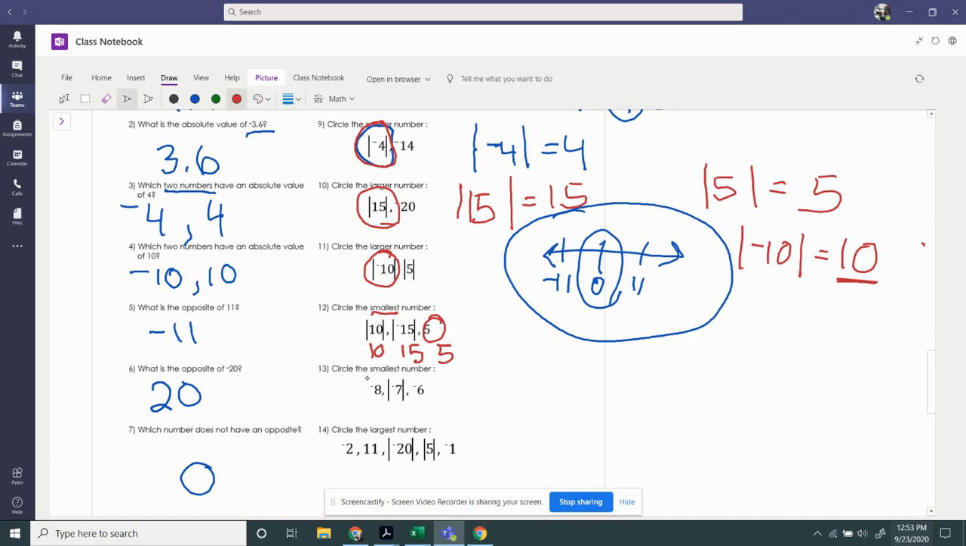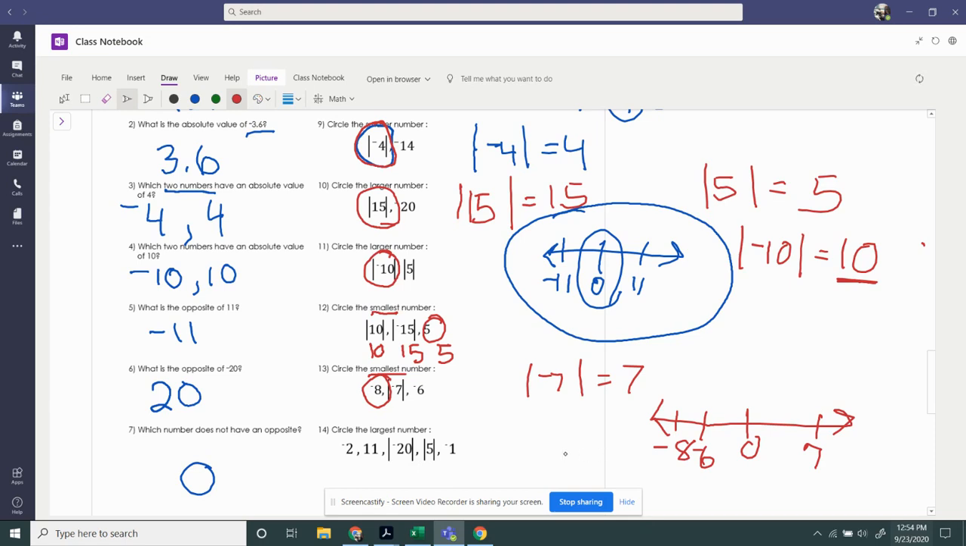Again, we're going to circle the smallest number. We have a negative 8. We have the absolute value of negative 7, which is 7. And we have a negative 6. So if we look at these on the number line, we have our 0, negative 8, negative 6. And then the absolute value of negative 7 is 7, that's somewhere up here. So which is the smaller number? Well, certainly the negative 8 is the smaller number.